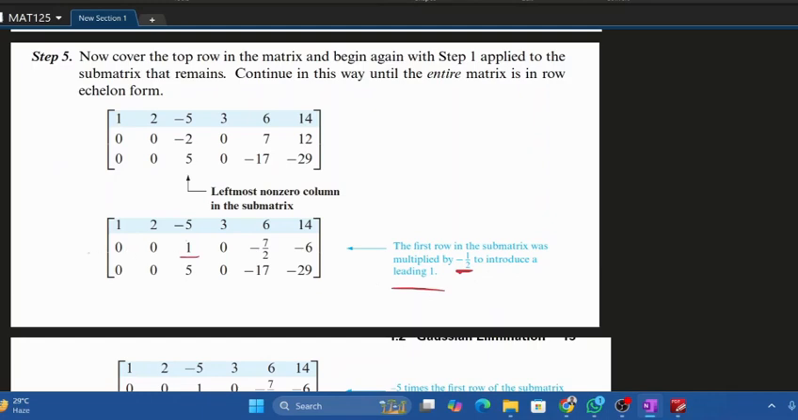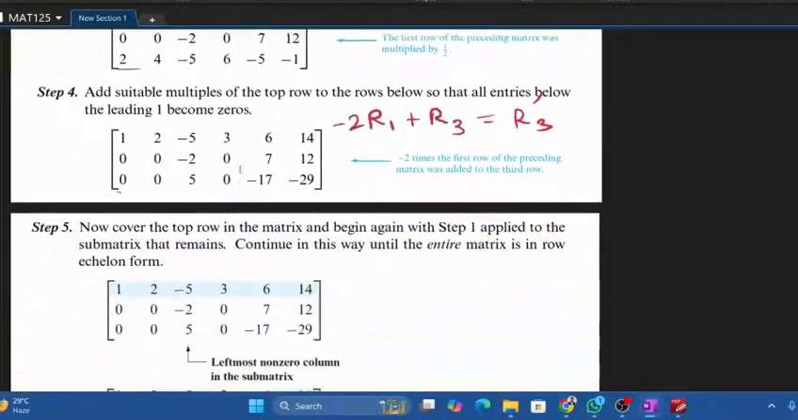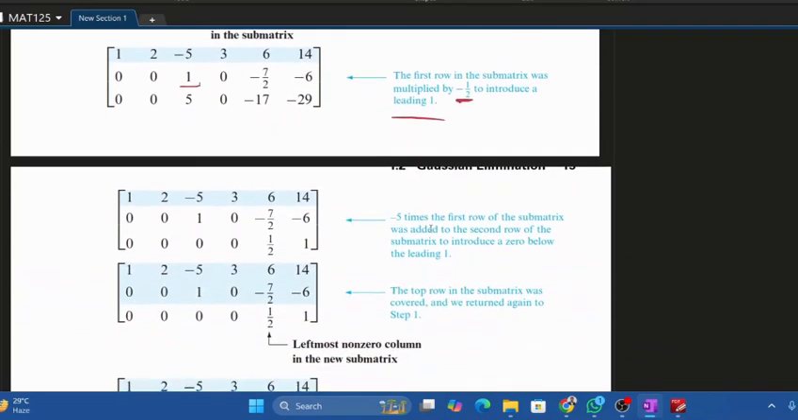Remember that we are multiplying the whole row by 1 by -2, so other values will also change, right? We are basically repeating steps 1 to 5, for these 2 rows. Then we have to make this 5 into 0, because the values below the leading one must be 0. So we have to multiply the second row by -5 and then add rows 2 and 3. So -5 times the first row of the submatrix was added to the second row of the submatrix to introduce a 0 below the leading one. This is what we have to do.